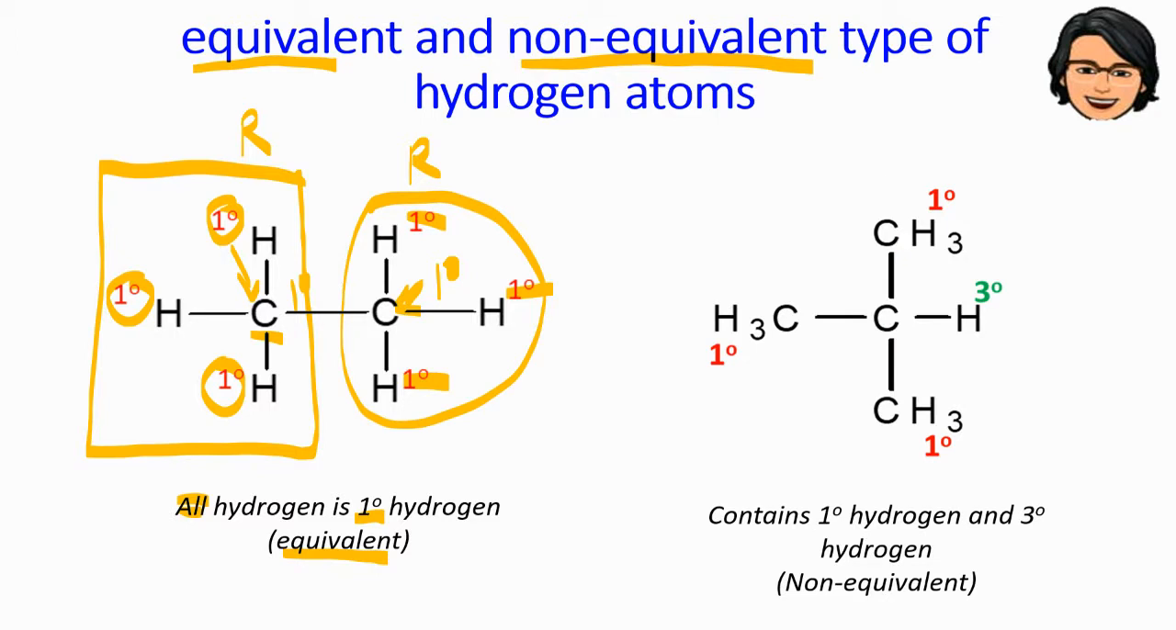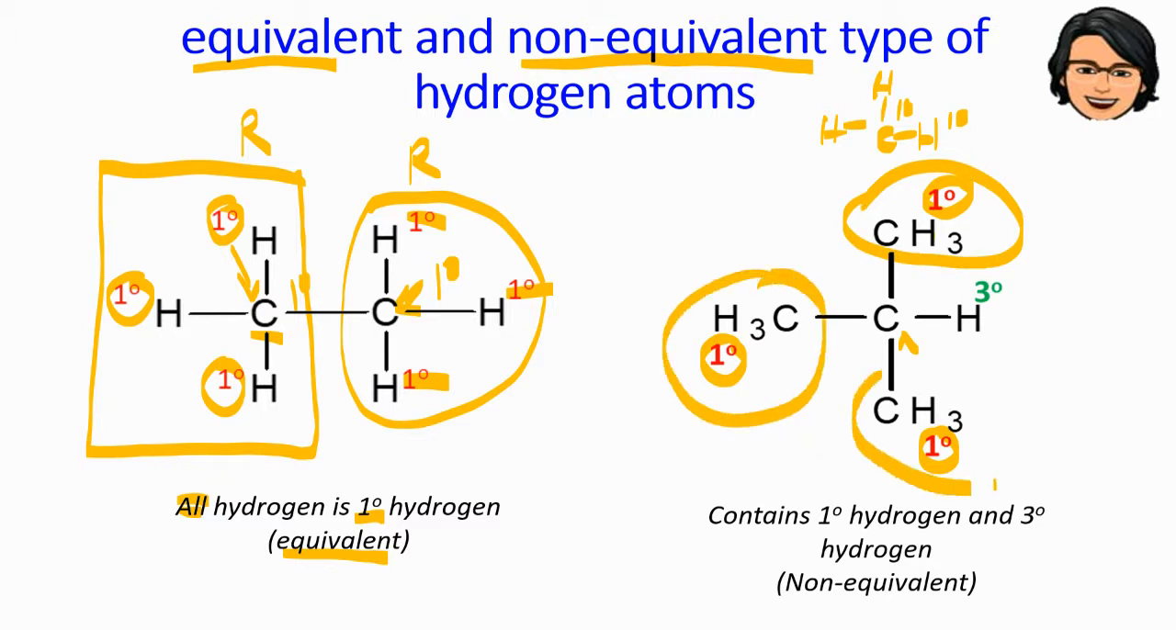Now let's look at another one. For example, for this carbon, it only has one alkyl group, so it is a primary carbon. Therefore, the hydrogen attached to the carbon is also a primary hydrogen. Now, let's look at this carbon. This carbon has 1, 2, 3 alkyl groups. When it is attached to 3 alkyl groups, it is a tertiary carbon. Therefore, the hydrogen attached to the tertiary carbon is a tertiary hydrogen. Therefore, not all the hydrogens are equivalent because it contains primary and tertiary.